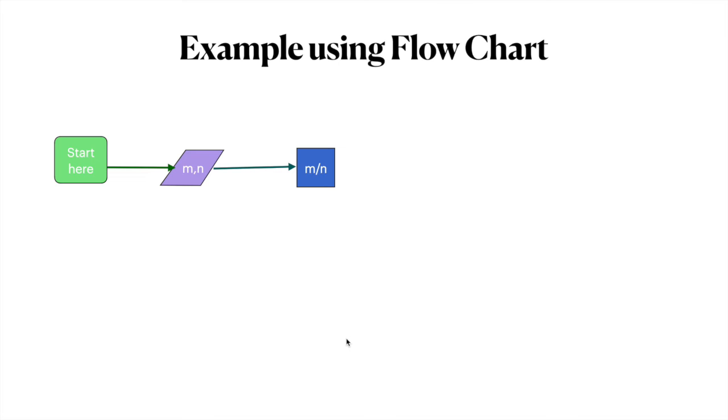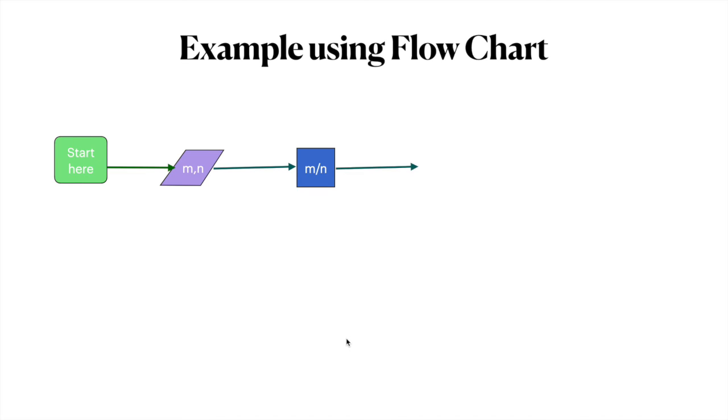So we will start with the rounded corner rectangle, where we see the starting point of the flowchart or algorithm. Then we will go to the next step, whereby we will collect our inputs m and n from the user or from another process. And after collecting the inputs, we will go to the next step of dividing m by n. So this is a process, so it's indicated by a sharp cornered rectangle.